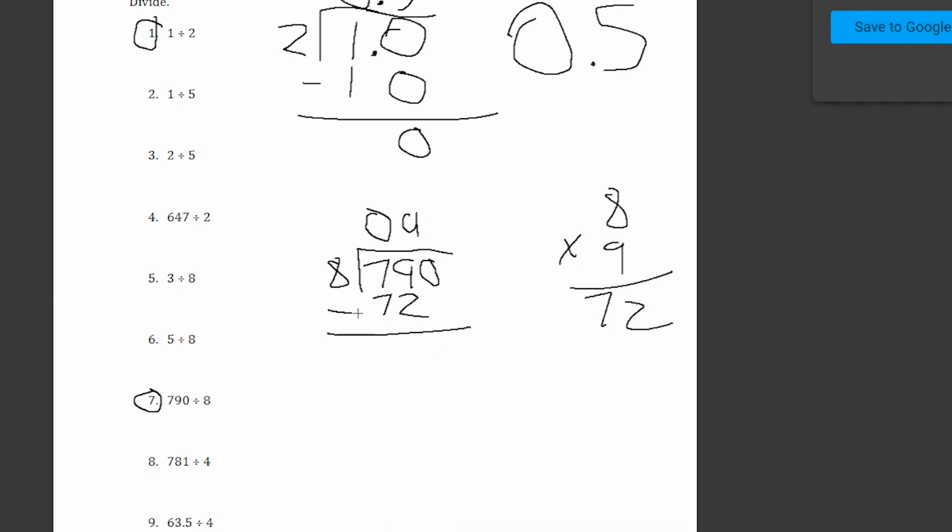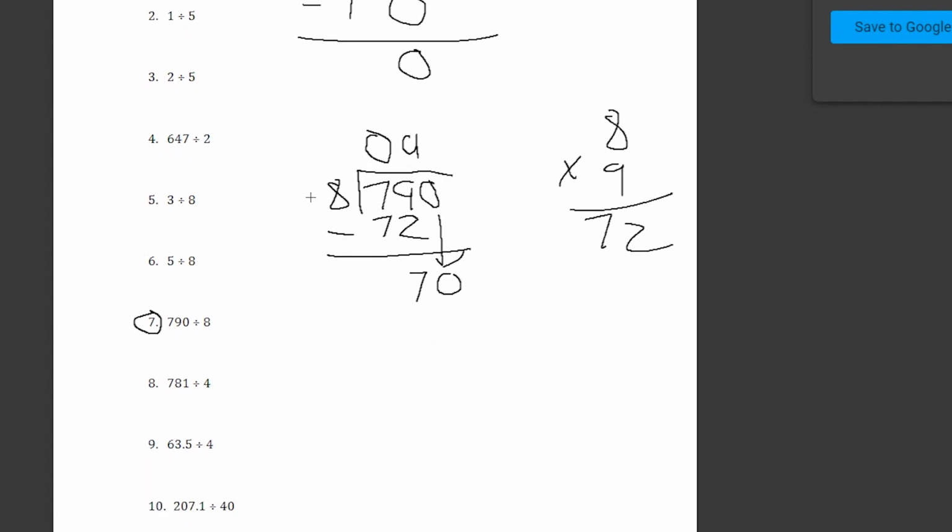And now we're going to subtract these two numbers. So now we get 7. And now we need to drag down the 0 because we can't do 7 divided by 8. So now we can treat this as 70 divided by 8. And we can do 70 divided by 8 up to 8 times because 8 times 8 is 64. So we're going to put a 64 here, and we're going to put an 8 since we're multiplying 8 by 8. Now we subtract these two numbers. So 70 minus 64 is 6.